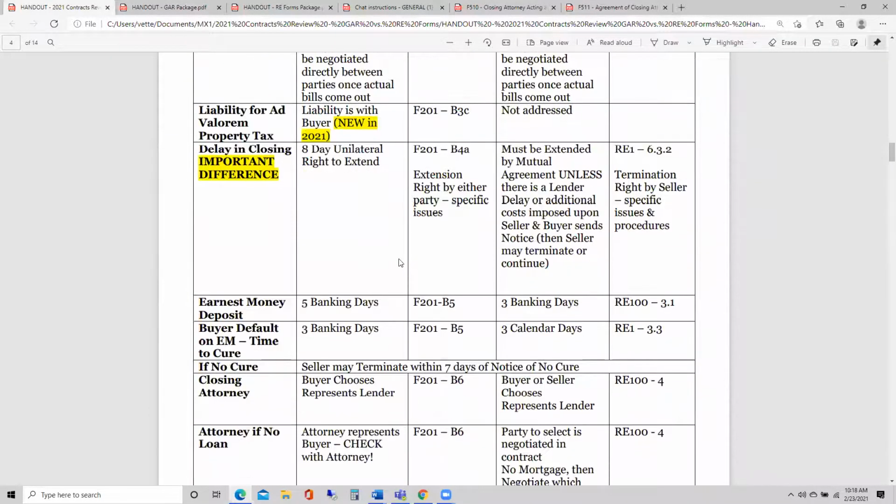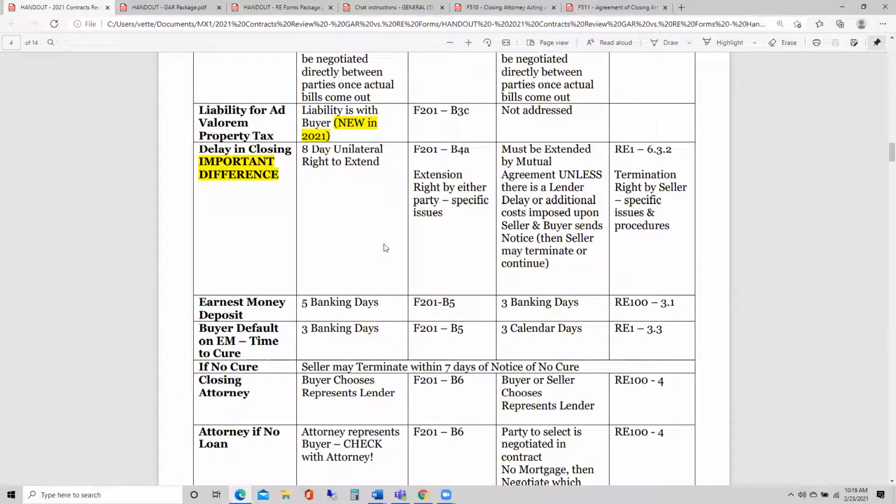All right. This is a huge, huge difference between these two contract forms. If there is a delay in closing, how is that delay handled? Well, in the GAR contract package, there is a right for either party to unilaterally extend the contract for 8 days. How many signatures are required if it says unilateral?